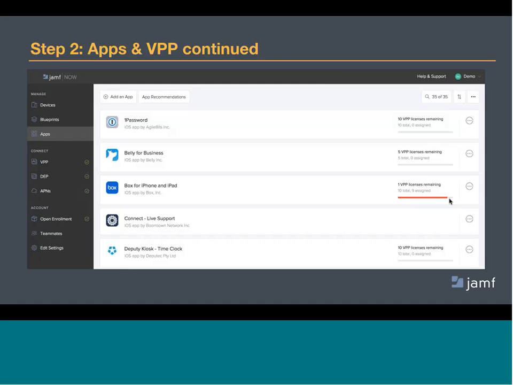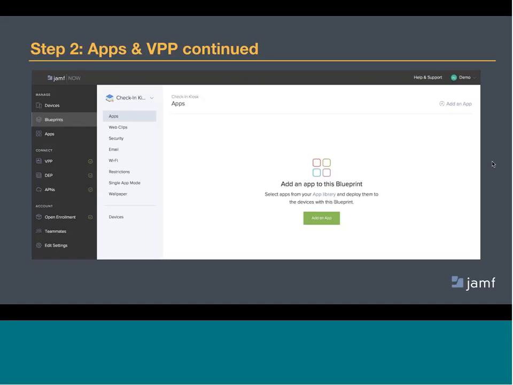So if you ever see something as red, we go ahead and recommend going back into VPP and just getting a few more licenses so that someone isn't without an app if they need it. Cool. Once we've linked VPP to Jamf Now, then we can go back into our blueprint and add those apps that we need depending on that use case. So this is great because once the device is added to Jamf Now, those apps will simply start to download on those devices depending on the settings that you have.